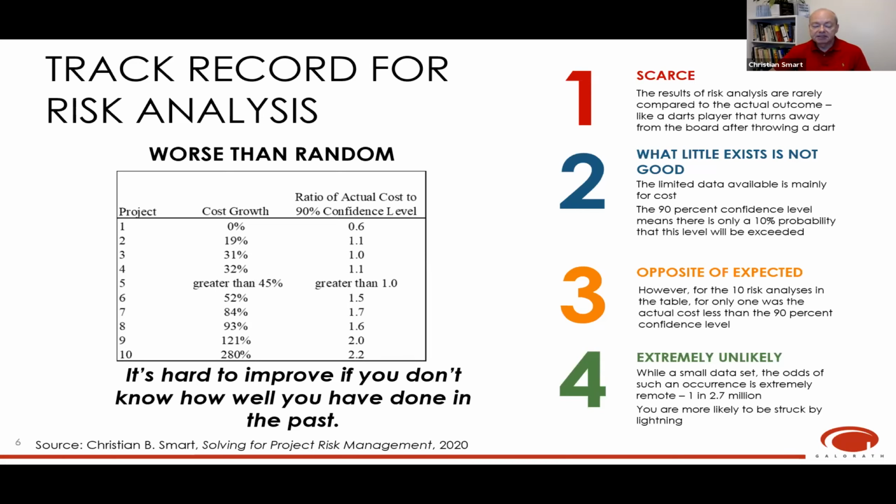And a 90% confidence level is jargon that means a 90% probability that the actual cost won't exceed the specified amount. So it's a percentile on a cumulative distribution function. If we look at that data, for 8 out of the 10 missions, the actual cost was greater than the 90% confidence level. And that's the opposite of what we expect.